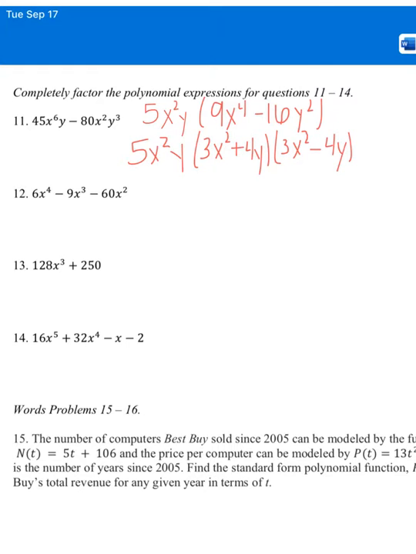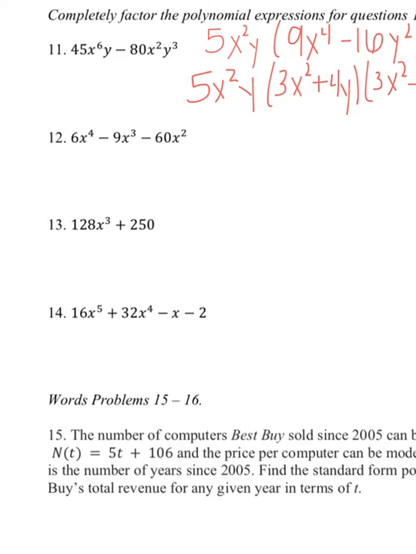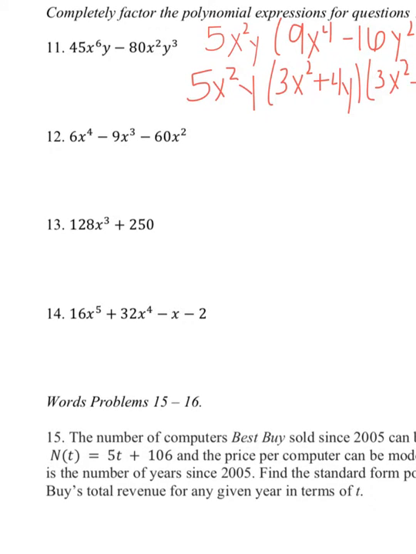All right, that's done. For number 12, we have 3 terms here, so this is going to be your example of master product. However, first, look to see what you can take out as a GCF. So 6, 9, and 60 all have a 3 in common. And then you can also take out x squared. I am left with 2x squared minus 3x minus 20.